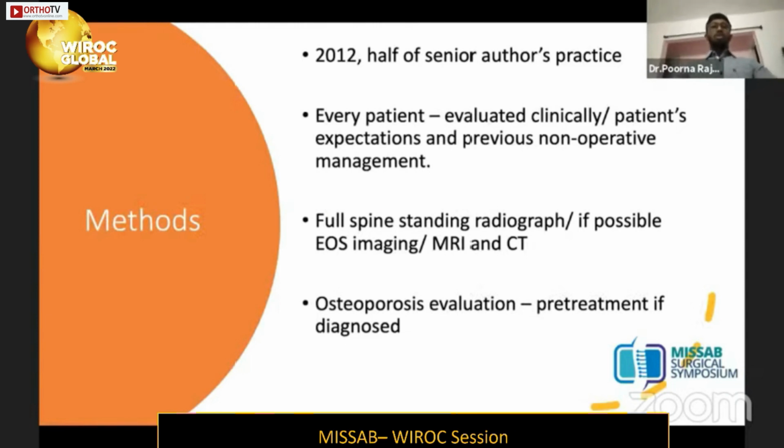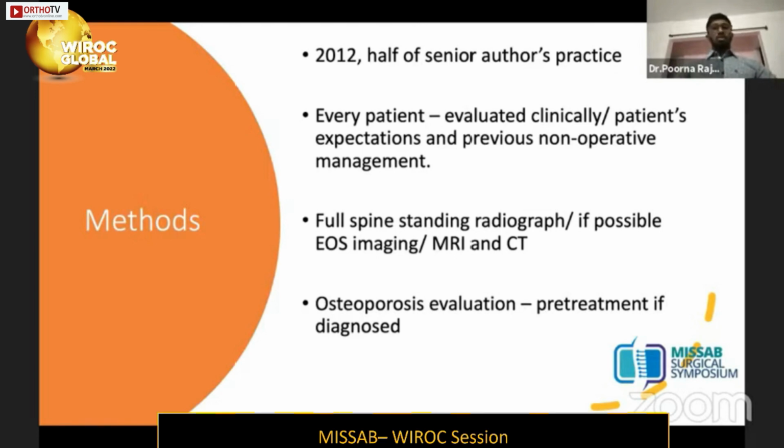So the method which they used to formulate this algorithm: they have been practicing MIS in revision spine surgery since 2012, and half of the senior author's practice is revision spine surgery. Every patient included in this study was evaluated with history and clinical examination, with particular regard to the patient's expectations and the previous non-operative management that has been done.